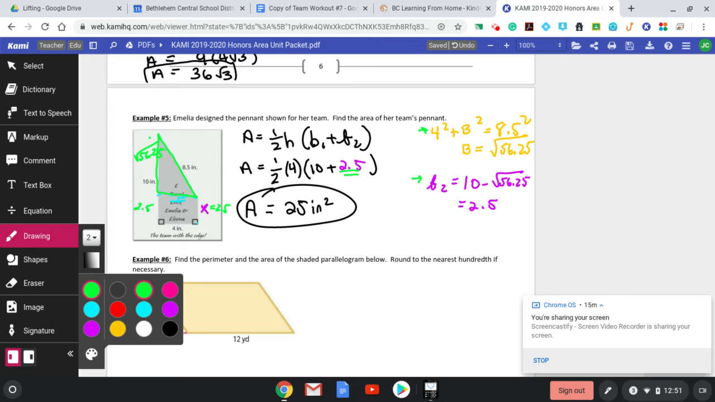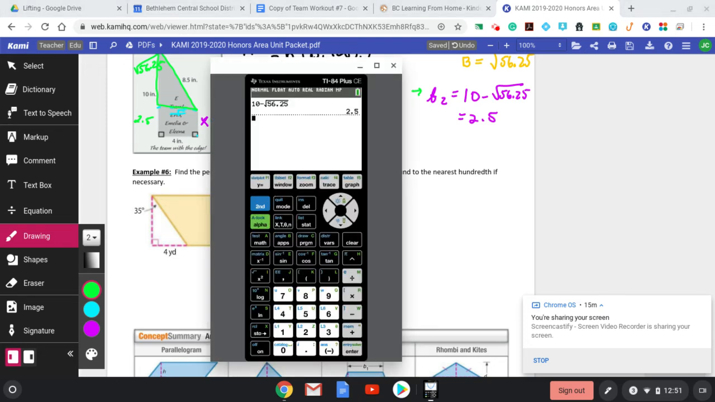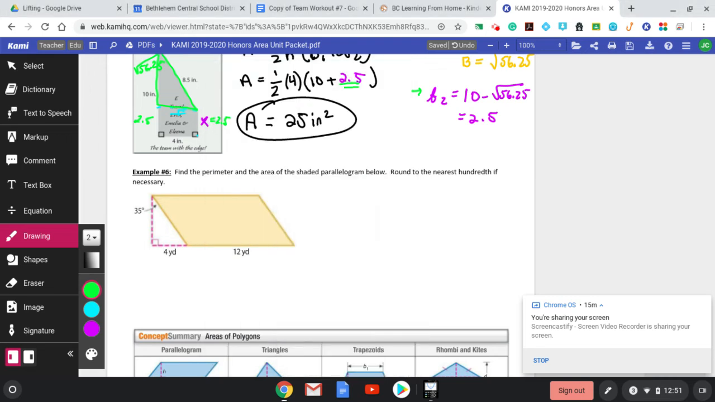Okay. Next up, if you need to pause the video, please do so. Make sure you have a calculator handy and make sure it's in degree mode. All right. Make sure that bad boy is in degree mode. Hopefully I'm not giving away what's going to happen here, but it's got to be in degree mode right now. Okay, next up, find the perimeter and area of the shaded parallelogram below.